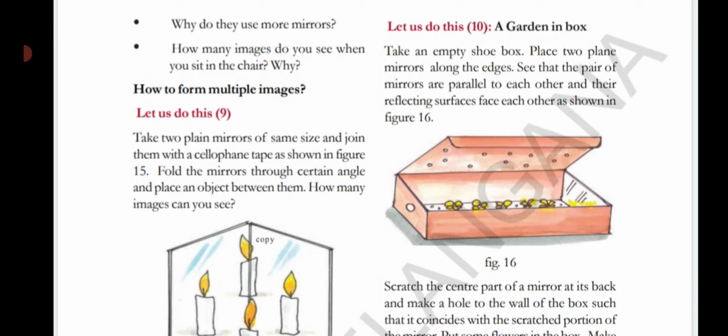Why do they use more mirrors? How many images do you see when you sit in the chair? Why do they use more mirrors, children? To make us notice the whole head, wherever the cutting has taken place, they wanted to show it all, so they use more mirrors. Front, you could see your image. At the back, when he keeps a mirror, in that mirror also you see your image. So according to the mirrors you could see the images. How to form multiple images?